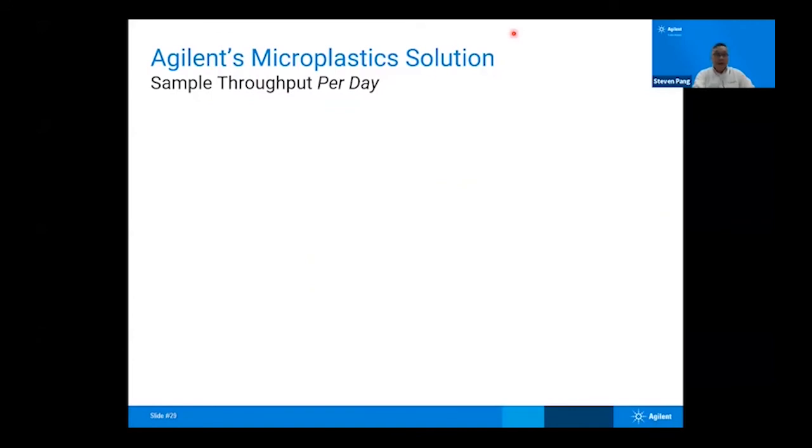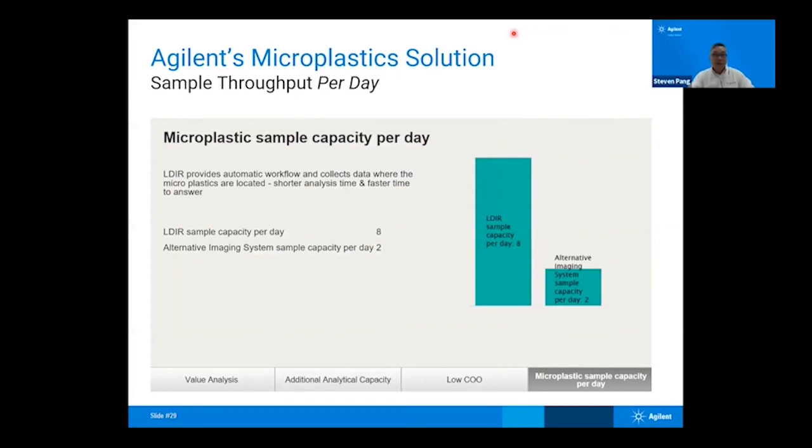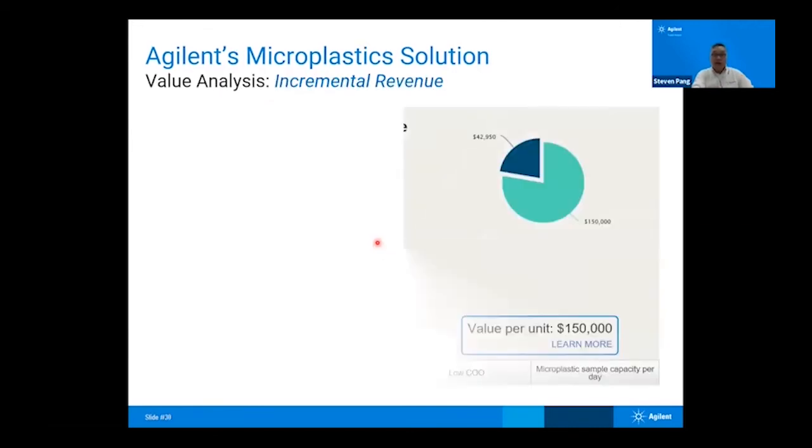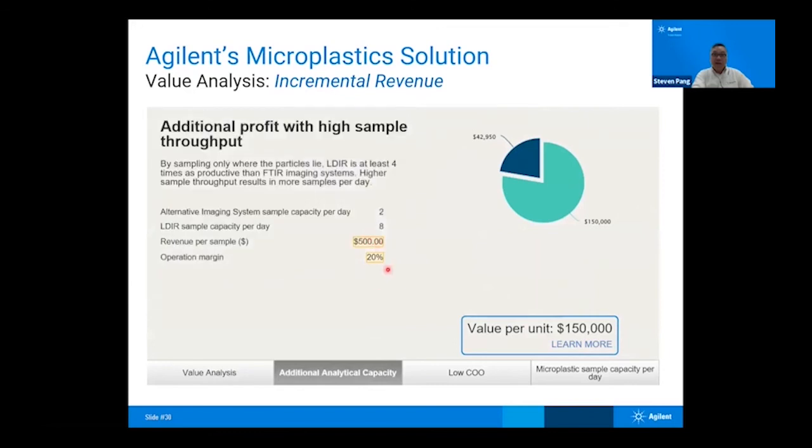So, the Agilent microplastic solutions, in terms of sample throughput, very quickly, we can do 8 samples per day. Using the alternative FTIR, we can only do 2. So this is like 400% in terms of productivity improvement. In terms of incremental revenue, we are looking at incremental revenue of 4 times. So if you're generating 42,000 USD with the conventional FTIR, with the Agilent LDIR, we are looking at 150,000 US dollars, provided the revenue per sample is about 500 US dollars per sample. Okay, so good money.